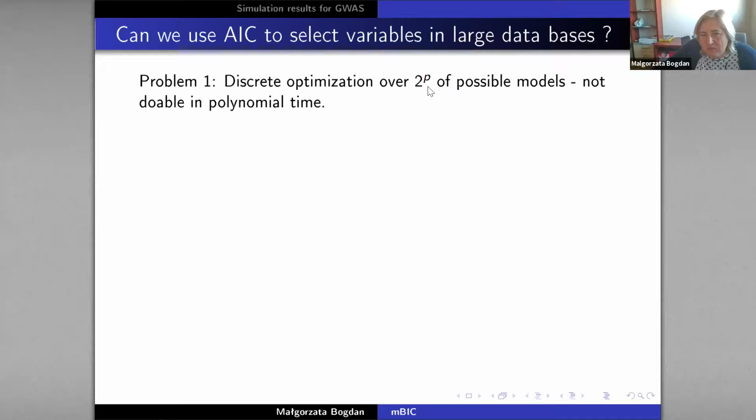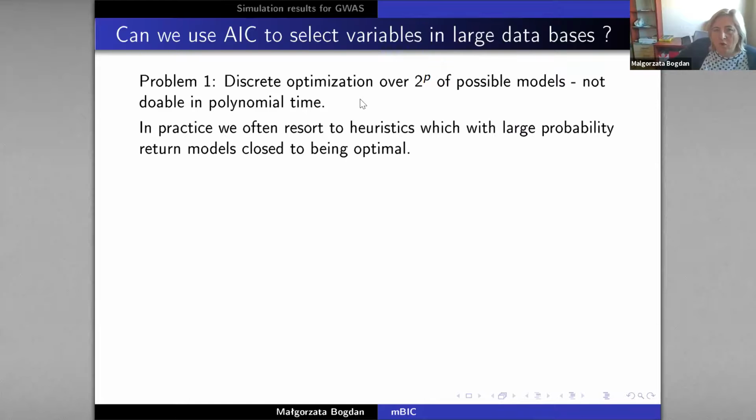So if your p is 50, 2 to the power 50 is already a huge number, and on most computers you would not be able to check all models. And I'm not thinking about p being 50, I'm thinking about p being thousands or a million. So really, I have a huge problem. I cannot look over all possible models, so I have no guarantee that I can find the model with the best value of the Akaike criterion.